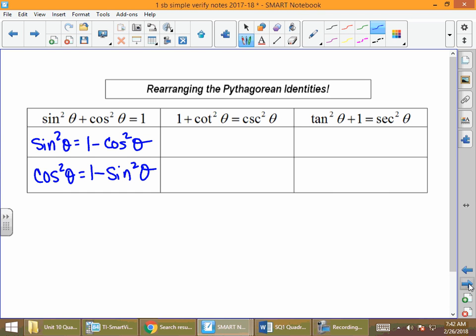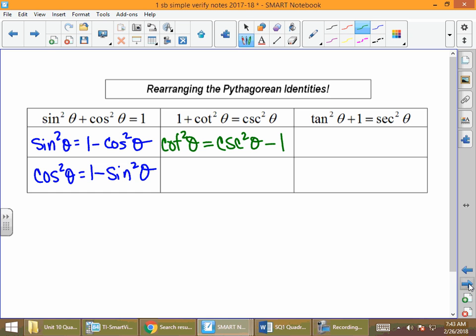This time we can even use the sine squared plus the cosine squared equals 1 when we get to verifying our trigonometric identities in our examples. Well, the next identity, 1 plus cotangent squared theta equals cosecant squared theta, can be rewritten two ways. We can solve this identity for cotangent by subtracting 1 from both sides, and we get cosecant squared theta minus 1.